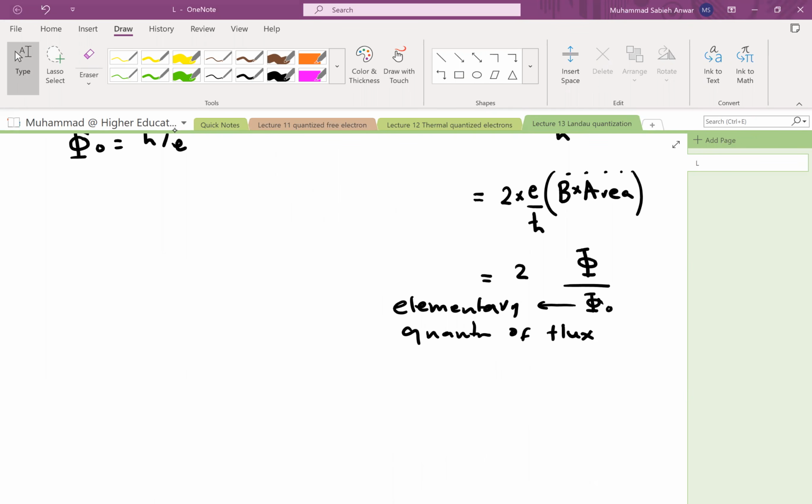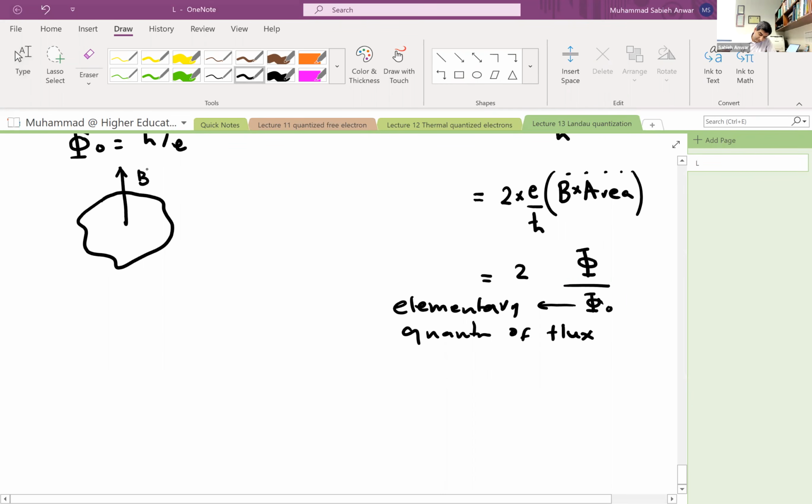Sir, this elementary quantum of flux, is this a vector quantity? No, it's a scalar. h over e is a scalar. Flux is a scalar. But sir, B was in the z direction. B is a vector, and the area is also a vector. If I draw the area vector, which is perpendicular to the surface, I can find the dot product of B with dA and integrate over the area. This gives me flux.